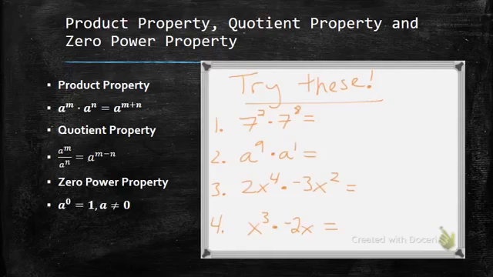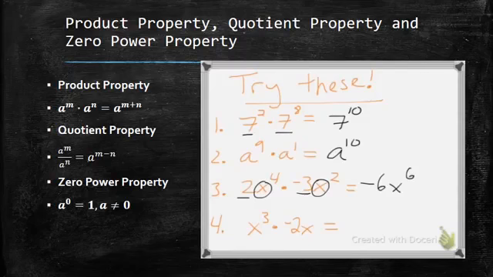So hopefully you finished up. We're going to apply the product property. We're looking for common bases, and we're going to add the powers. So 7 is our base. Our exponent is going to be 10. This one we have a to the 10. We have to multiply the coefficients. You get negative 6, base of x. Powers are 2 and 4. We add those up. We get 6. So we get negative 6 times x to the 6.